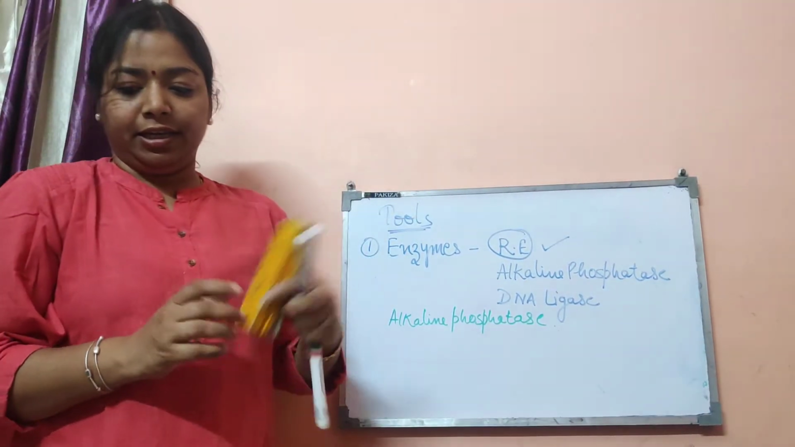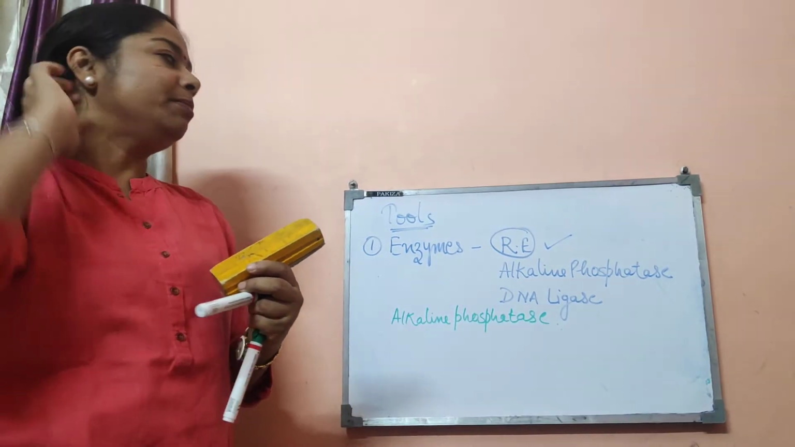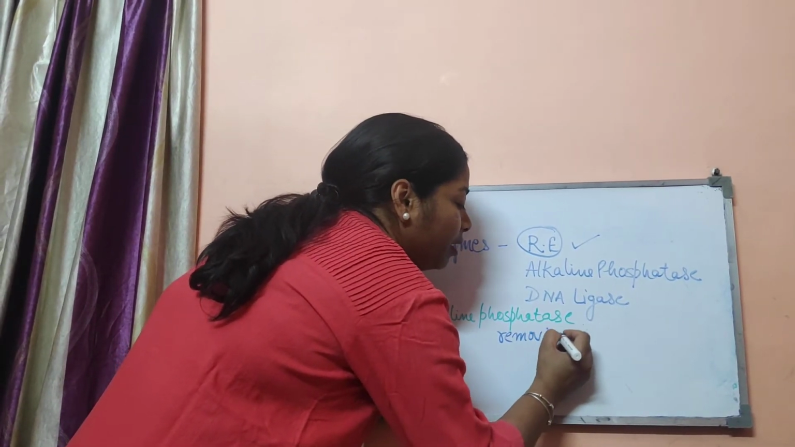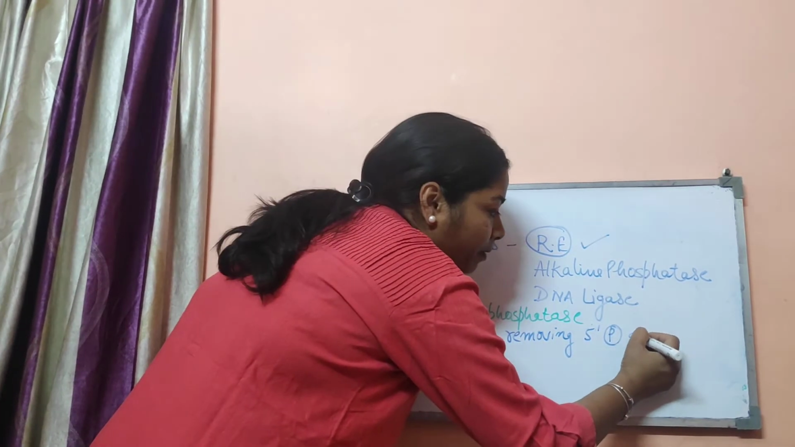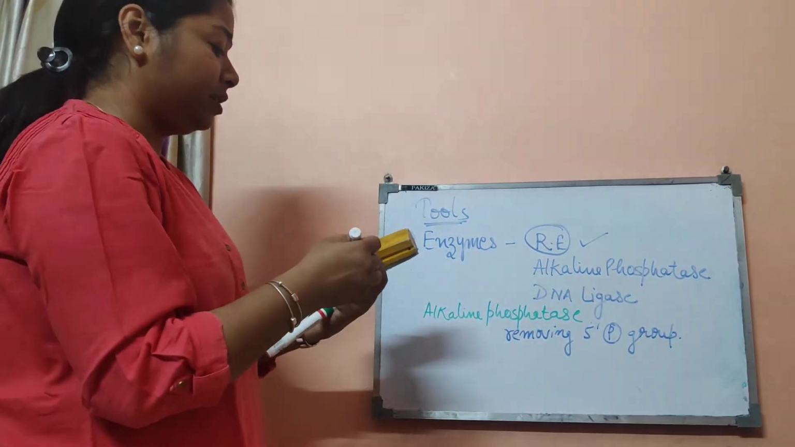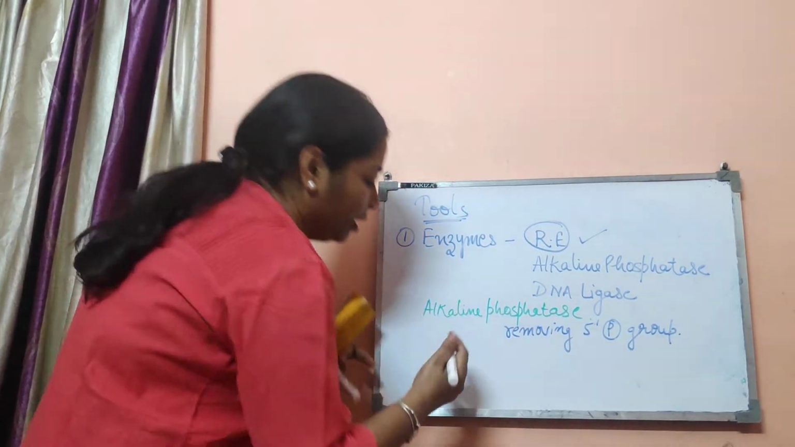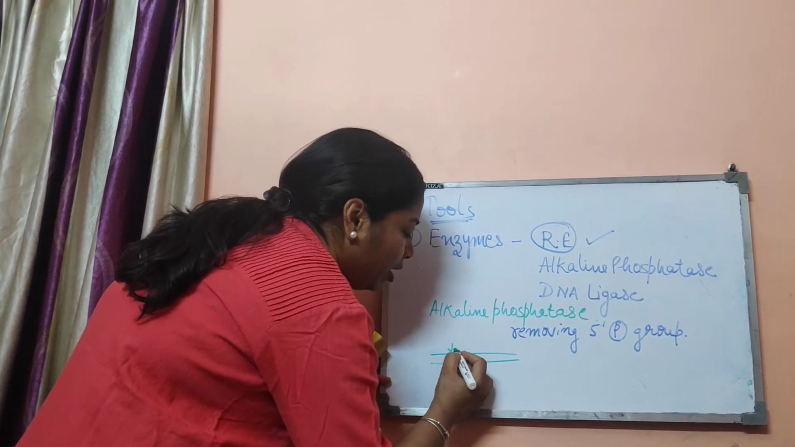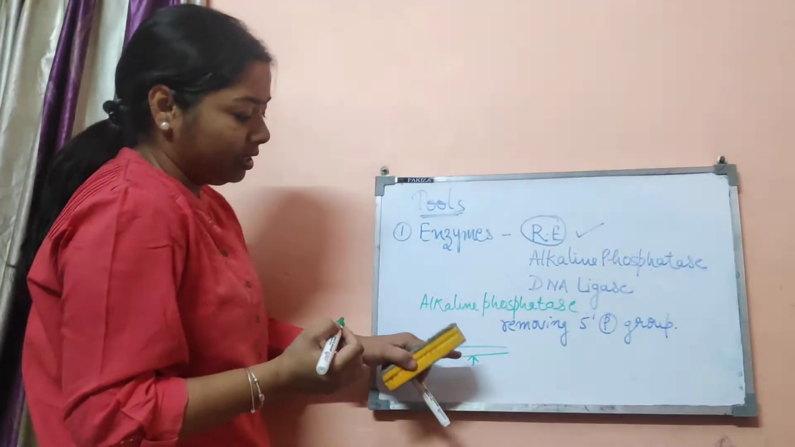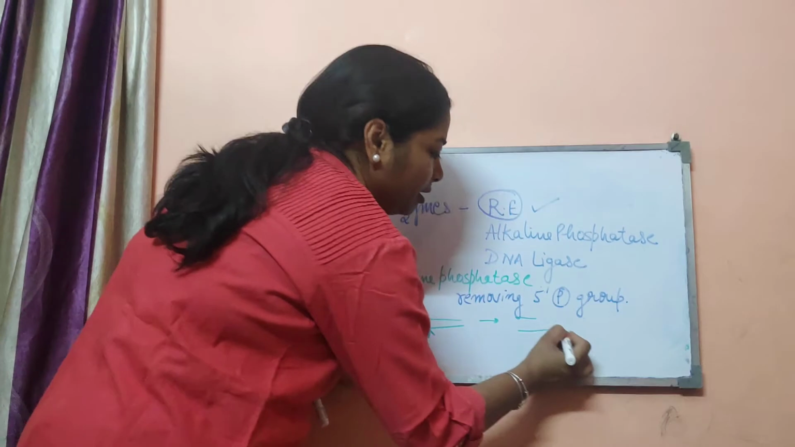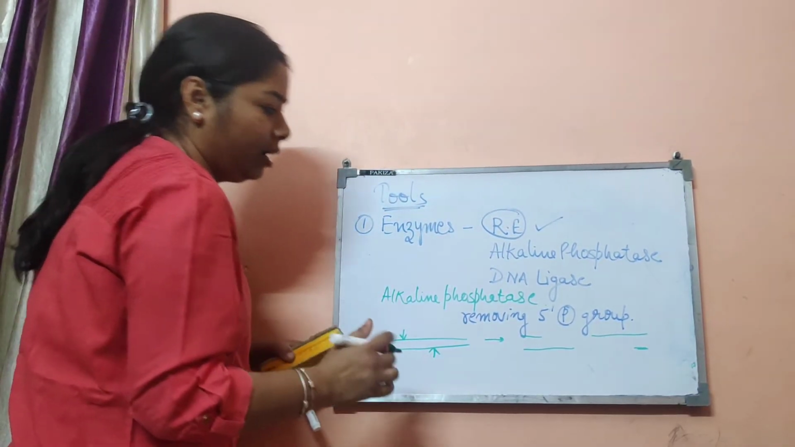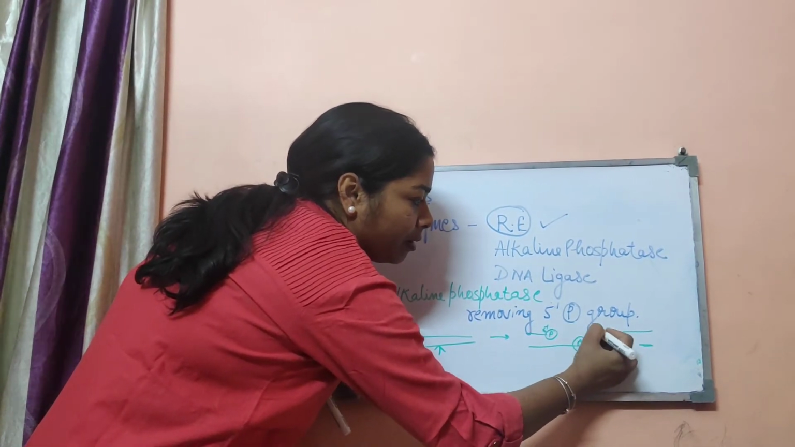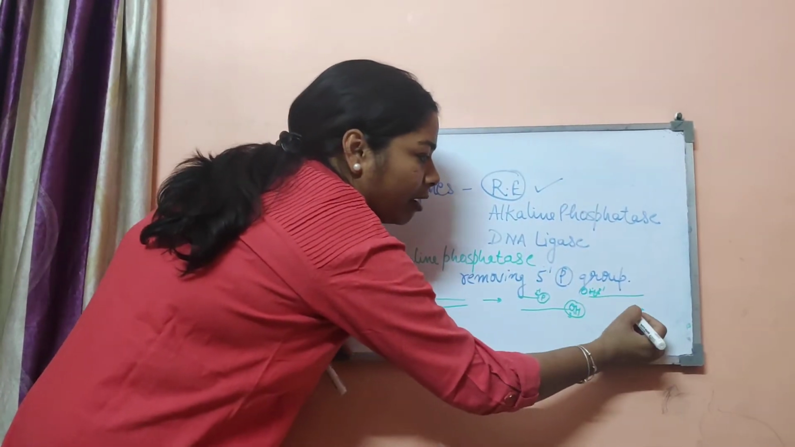Alkaline phosphatase is an enzyme which is responsible for removing the 5' phosphate group. What is the function of this and how does it act? Actually, as we have studied, when DNA is cleaved with the help of EcoRI or BamHI, it produces this type of cleavage, and the result is this. If this is 5' and this is 3', then this is the phosphate.